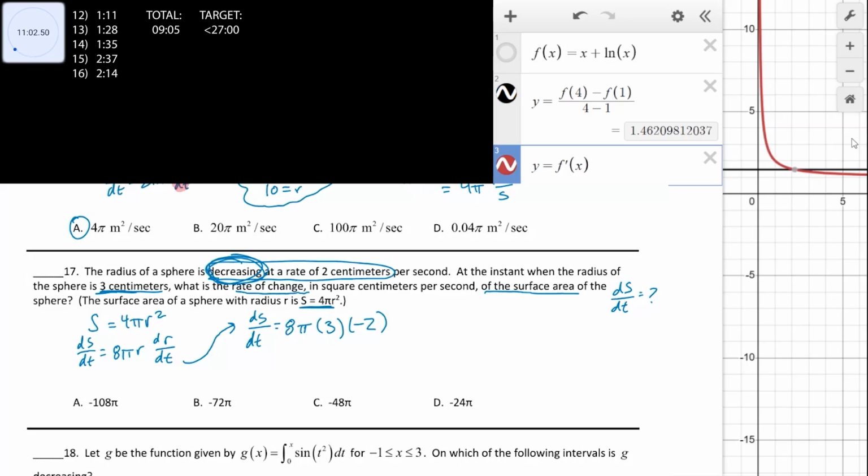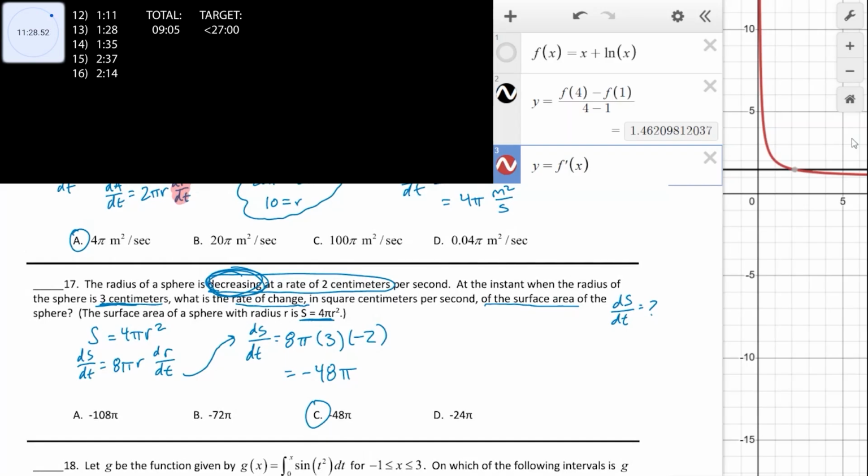That is something that's easy to miss, although notice how all the answers are negative, so you'd probably catch it once you start looking for your answer. But it is possible that they would have both positive and negative numbers down here just to throw you off and make sure you know that decreasing means that rate needs to be negative. So 8 times 3 is 24, times -2 is -48. So this is going to be -48 pi, and our answer is C.